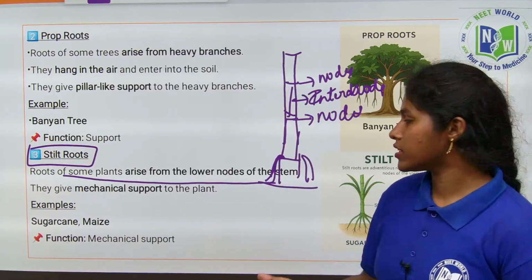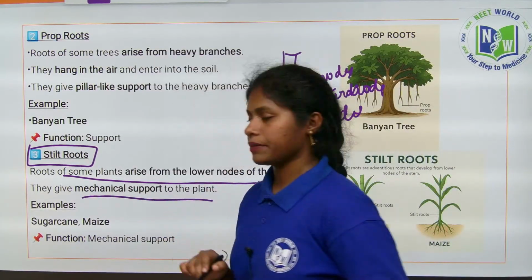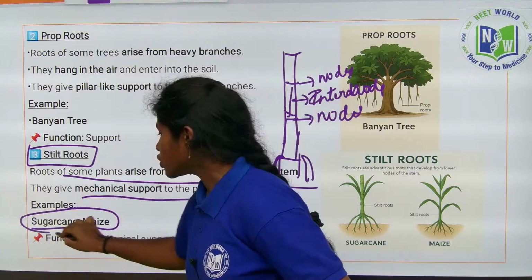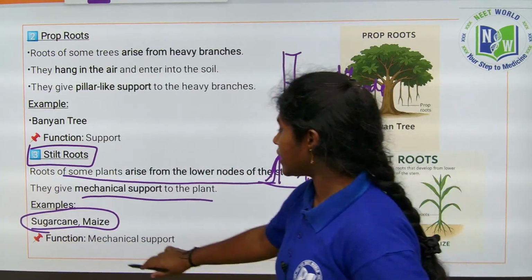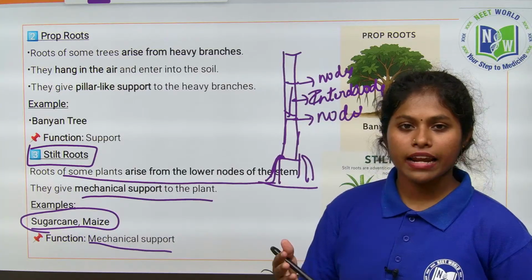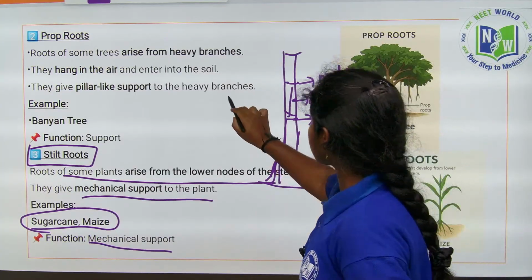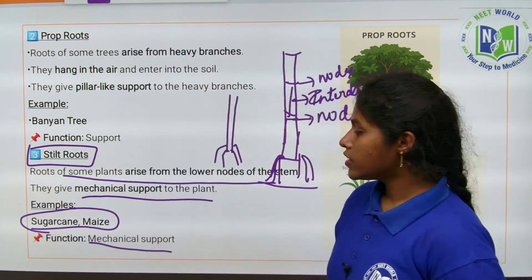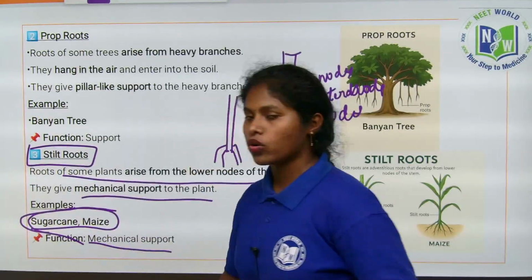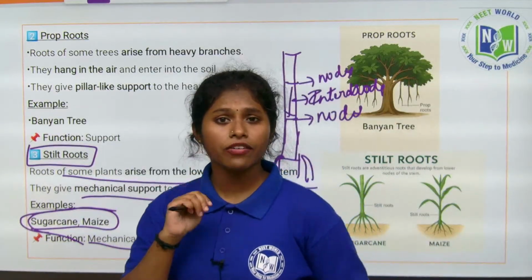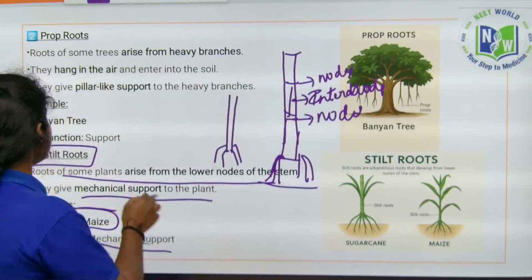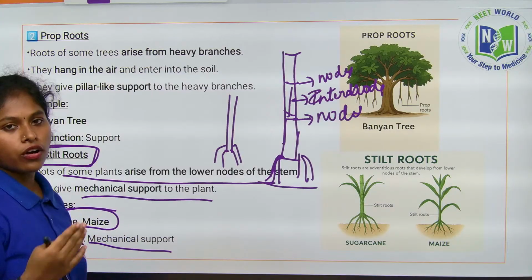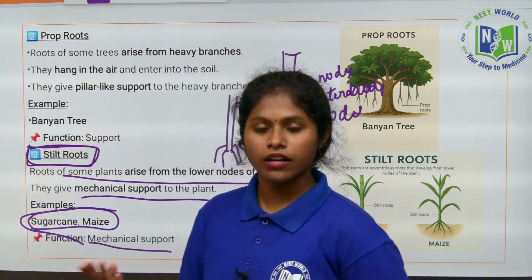This also gives mechanical support to the plant. The best examples are sugarcane and maize. The function is mechanical support. See, the best example is a tripod. If you see the tripod, you will see the sticks fixed like this to withstand, right? So in sugarcane and maize, they grow to a very great height. These stilt roots are helpful to withstand adverse environmental conditions without falling.